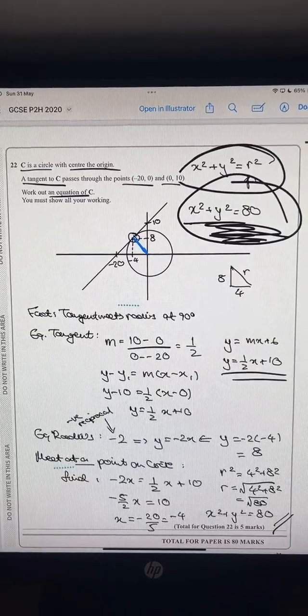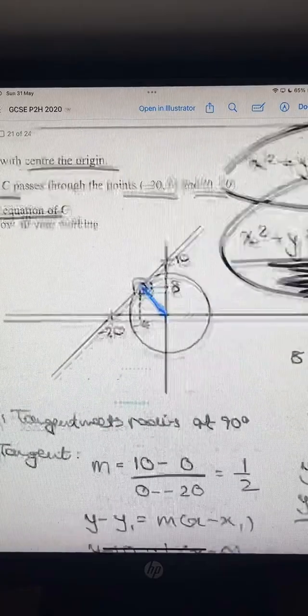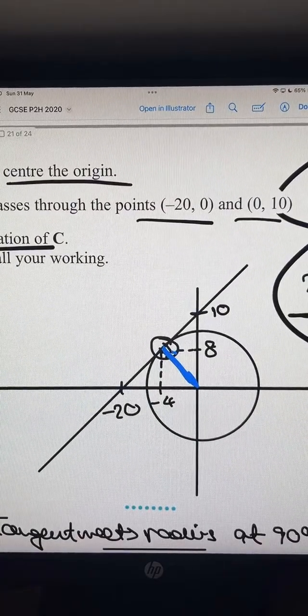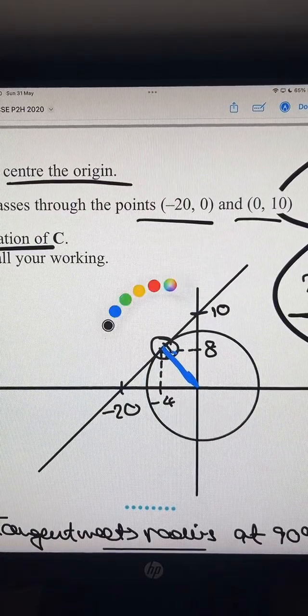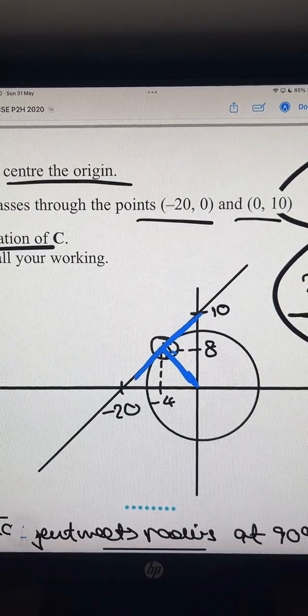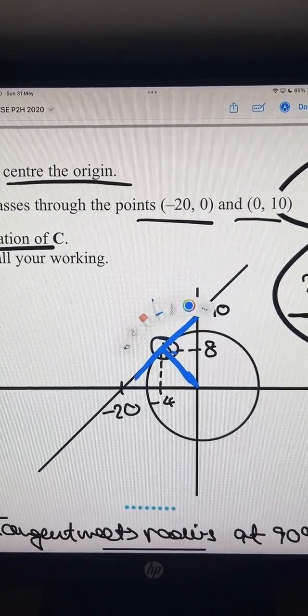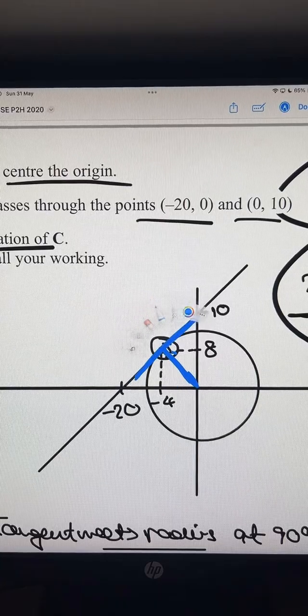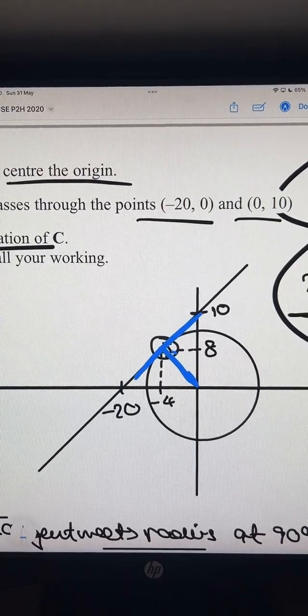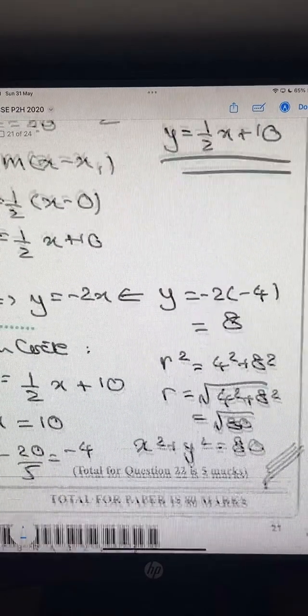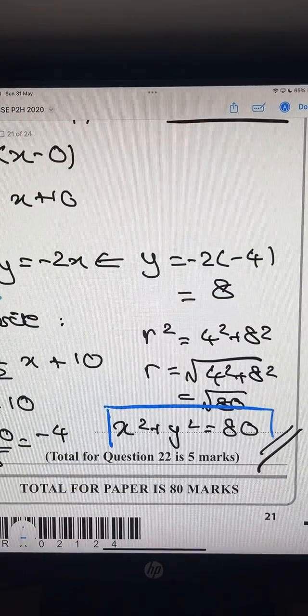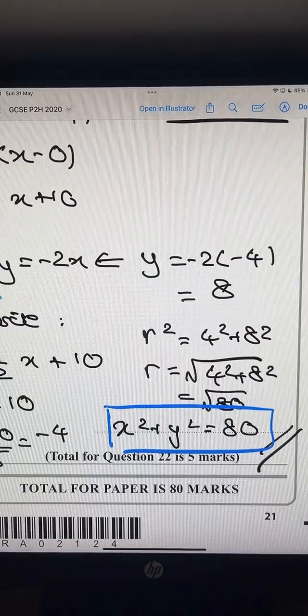Where did you get the -8 and -4? -8 and -4 I got because I found the intersection of the two lines, this blue line there and this line here, because they intersect at a point. And then you just find what x is, then you find what y is to find the other. And the answer is down here. It is this thing, x squared plus y squared equals r squared, where r squared is 80.